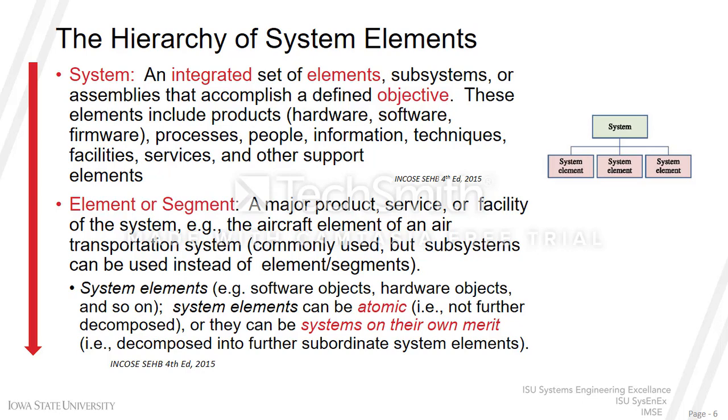In the hierarchy of system elements, a system is an integrated set of elements, subsystems, or assemblies that accomplish a defined objective. These elements include products such as hardware, software, firmware, processes, people, information, techniques, facilities, services, and other support elements. An element or segment is a major product, service, or facility of the system, such as the aircraft element of an air transportation system.